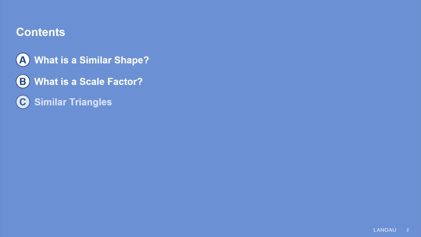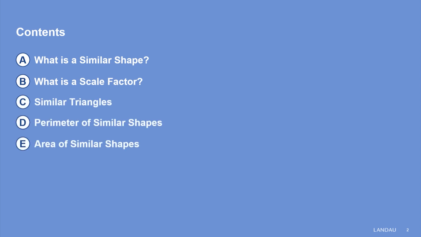In today's lesson, we will discover what is a similarity, and soon after, we will have a lot to explore. If you're ready, let's see what's waiting for us. So let's see what the content says. It says today we will learn what is a similar shape, what is a scale factor, similar triangles, perimeter of similar shapes, area of similar shapes, volume of similar shapes, and of course some practical questions.